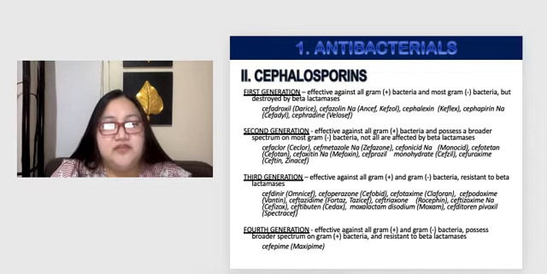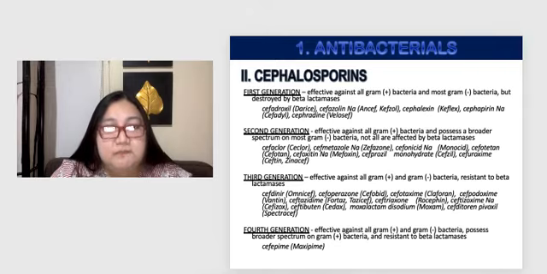The first gen, effective against all gram-positive and most gram-negative, but destroyed by beta-lactamases. Okay? So, the names are there, cefazolin, cefalexin, yan yung mga common. Second gen, effective against all gram-positive. They possess broader spectrum for gram-negative, but not all are affected by beta-lactamases. Okay? Cefaclor, cefuroxime, those are the common second-gen cephalosporins.